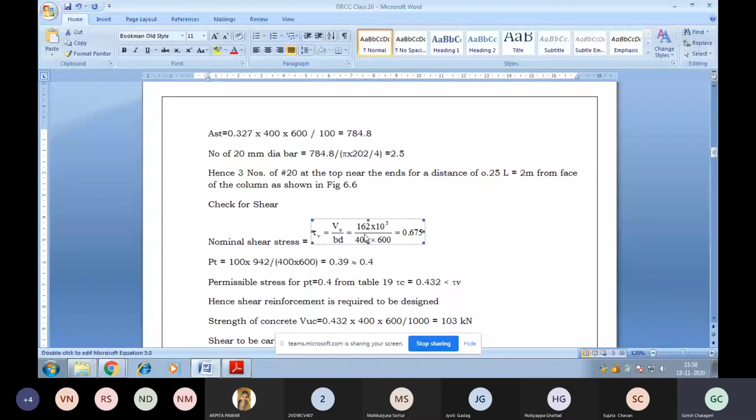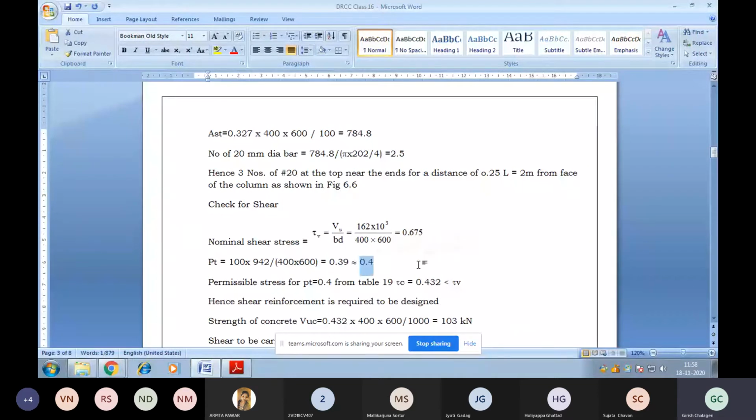So factoring it, we get 162 kilonewton as the shear force at end span. That divided by bd, we get a ratio of τv equal to 0.675. But already the pt value provided is 0.39. Required pt is something like 0.34, but provided pt is 0.39, which is almost near to 0.4.